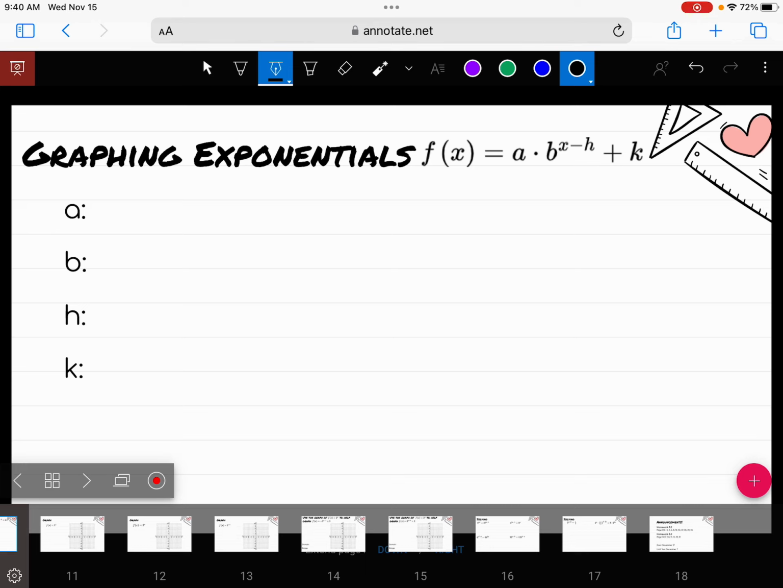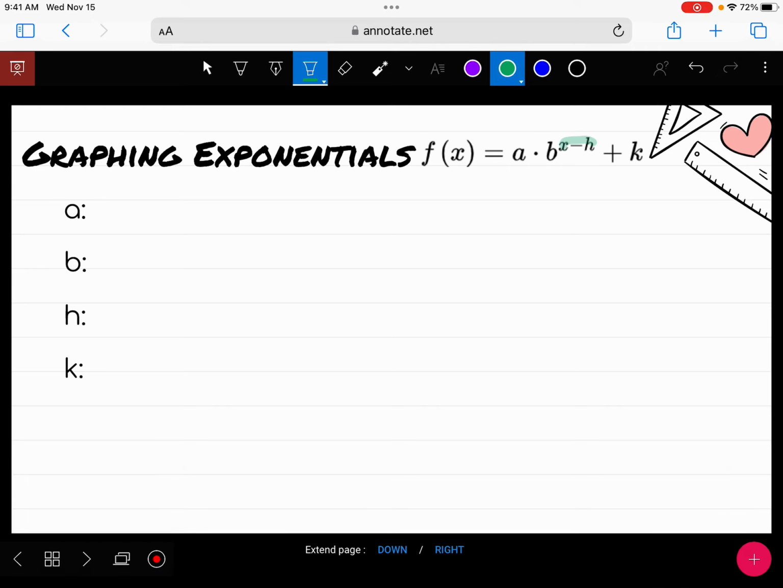This is going to be the last thing we do. We have seen A before. We have seen H before. We have seen K before. Same guys, same jobs. Always. They work on the graph. So H is in our exponent, just like H is always kind of bundled in with the X. Our H also still has that opposite sign.